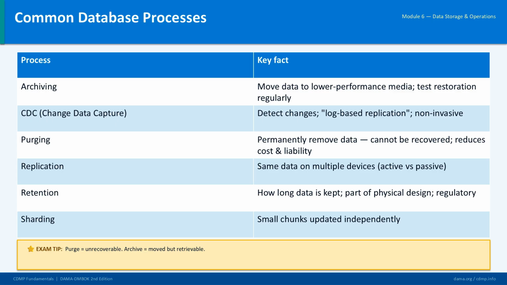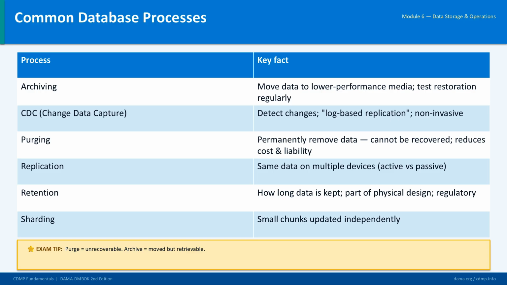There are several routine database processes worth knowing. Archiving moves data to lower performance media, and you must align it with your partitioning strategy and regularly test that you can restore it. Change data capture, or CDC, detects that data has changed and is sometimes called log-based replication. It's non-invasive and works either by data versioning or by reading the logs. Purging completely removes data, and here's the key point: purged data cannot be recovered. It reduces cost and liability.